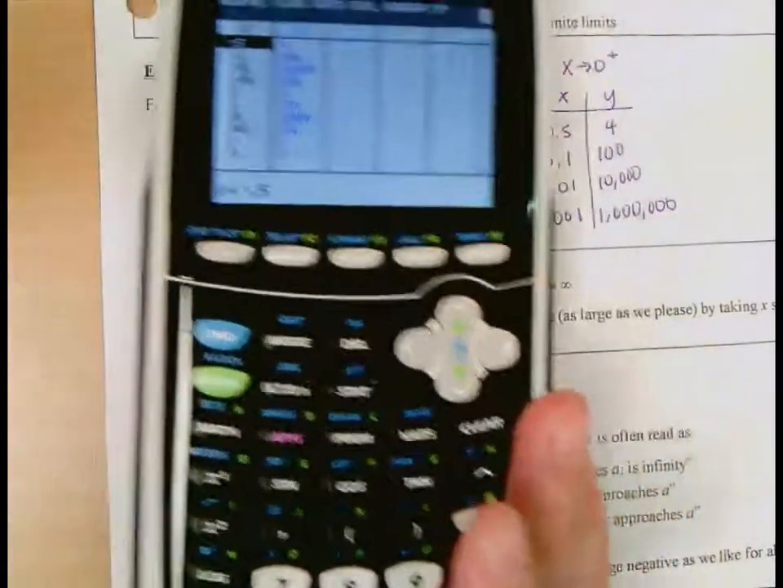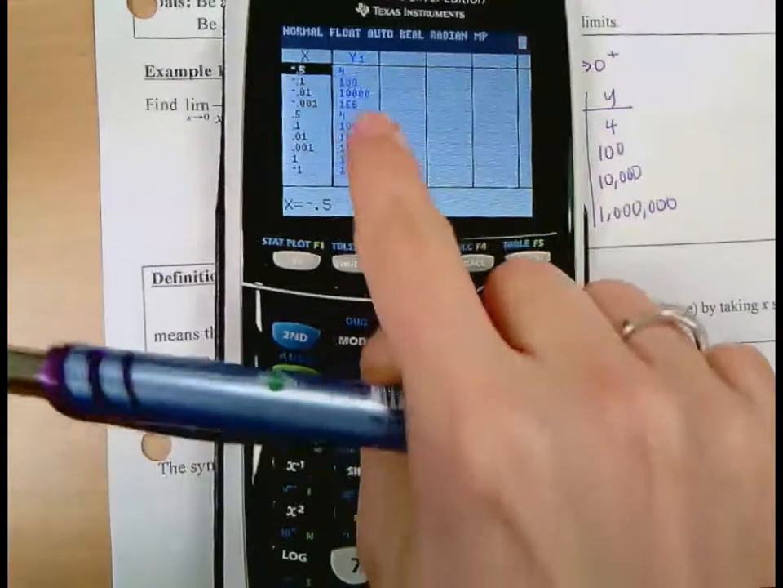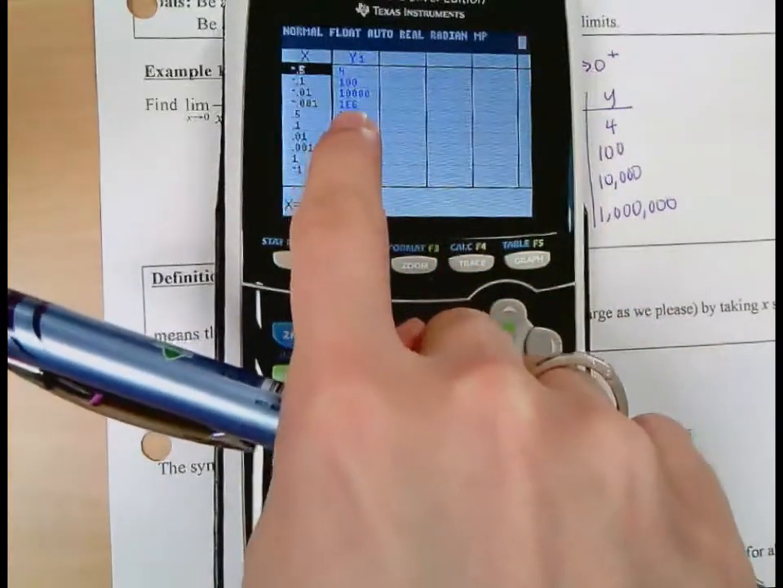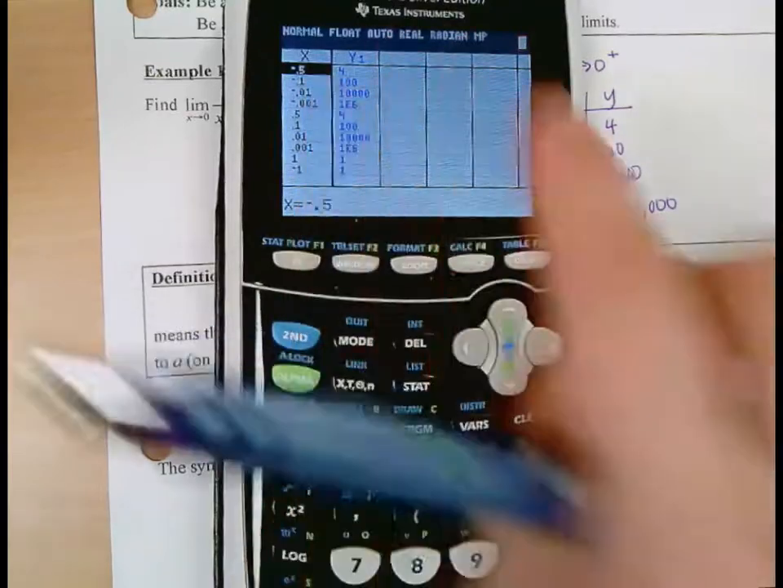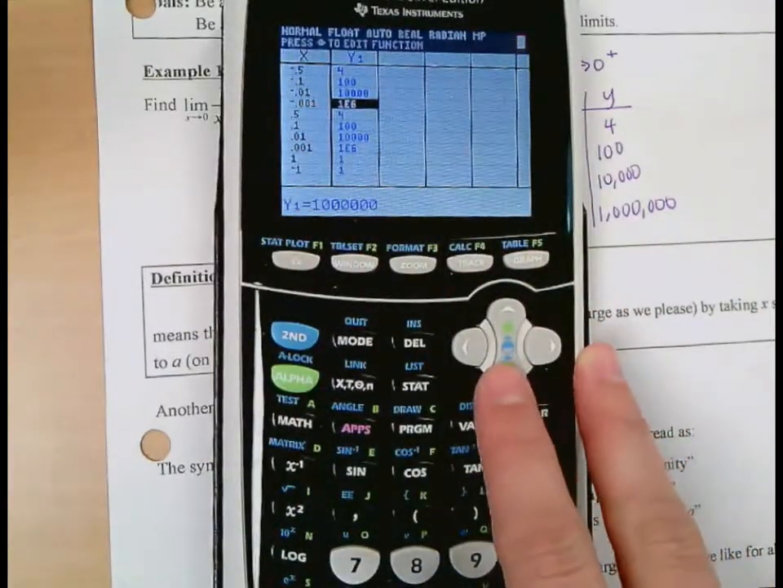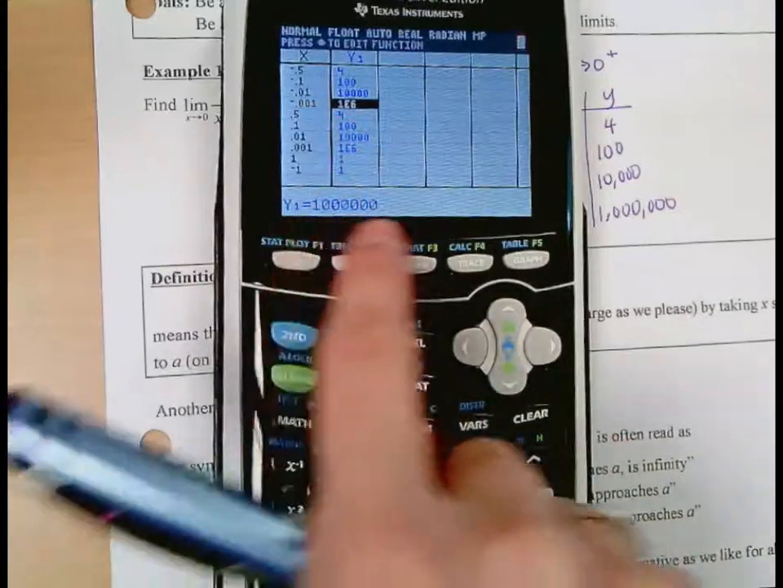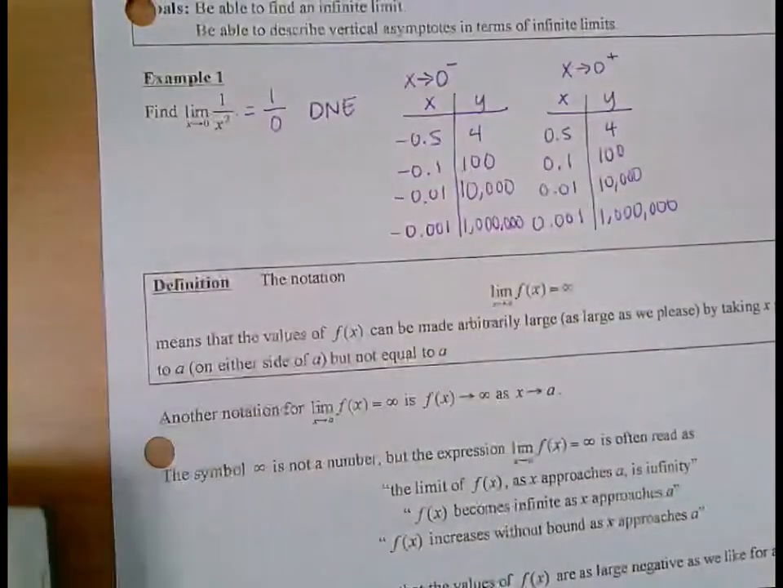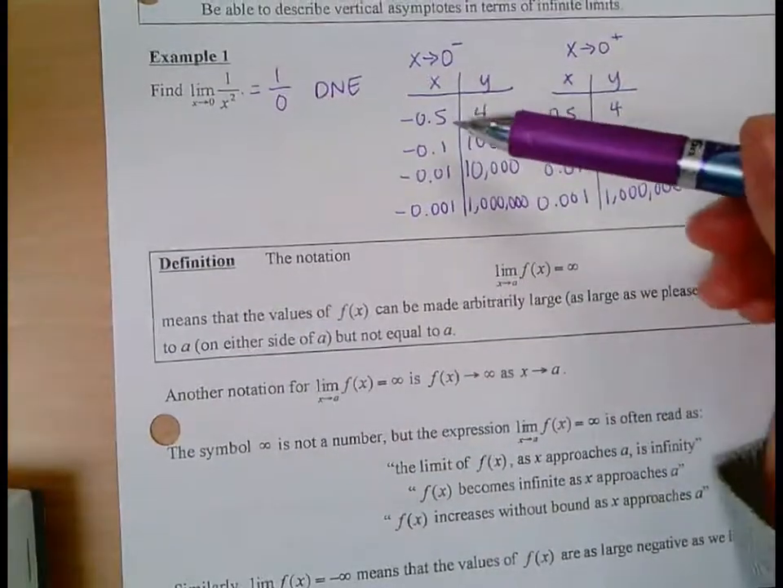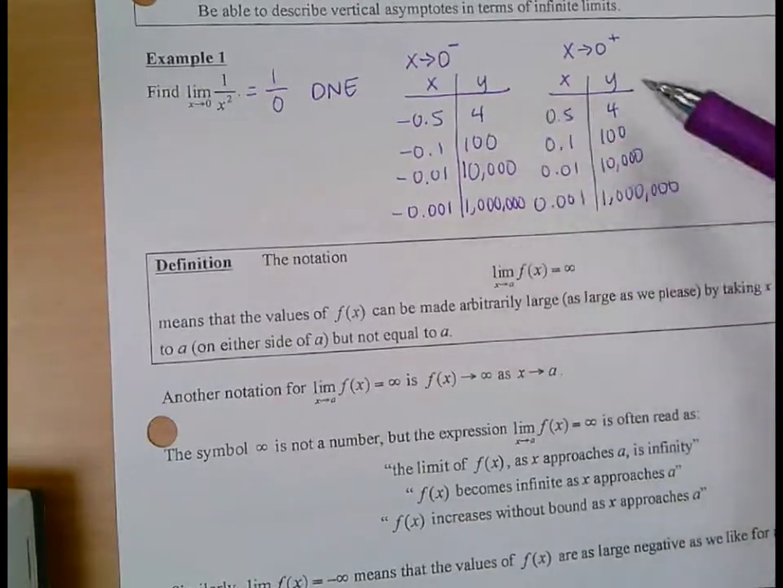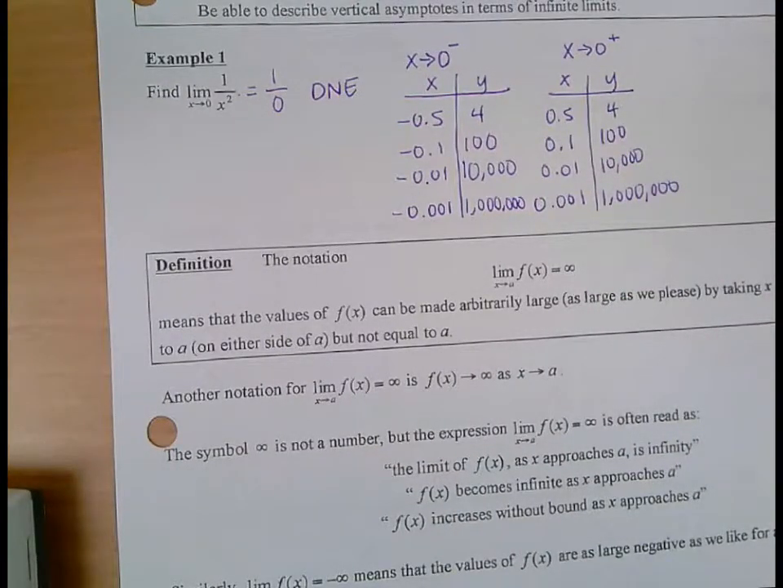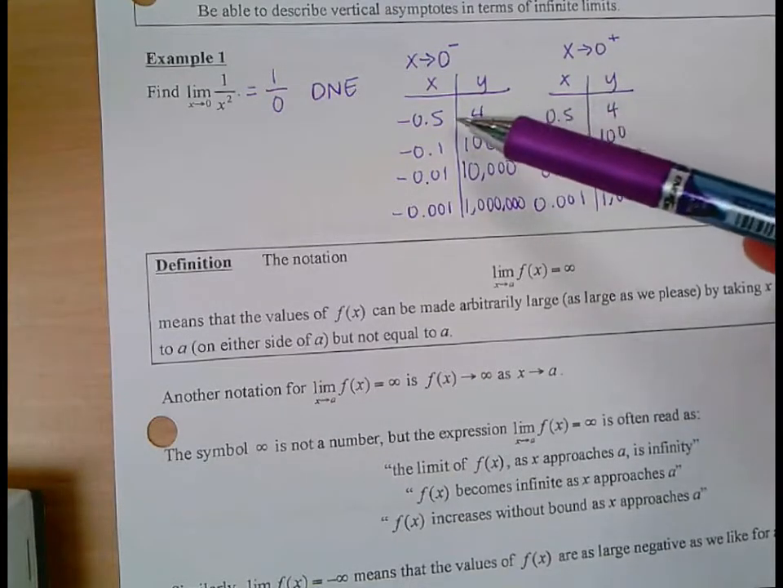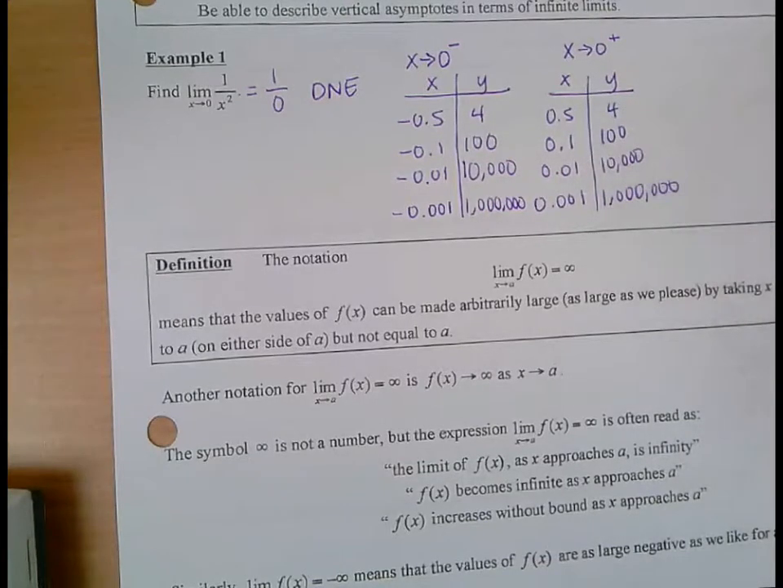So if you ever see this on your calculator, it says 1e6. That means 1 times 10 to the 6th. That's scientific notation. But remember, you can always hover over that, and it'll give you more decimal places or just more place values in the number. So it's a million. So what do you notice as x is approaching 0? What's happening with the y values? They're getting infinitely greater. Even going from 0.5 to 0.1, it's jumping from 4 to 100. So yes, it's growing infinitely.